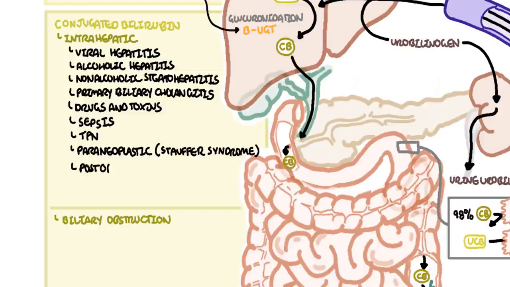TPN, post-operative patients, and this is a multifactorial cause. Liver infiltrations, so things such as amyloidosis, sarcoidosis, tuberculosis can precipitate intrahepatic cholestasis.